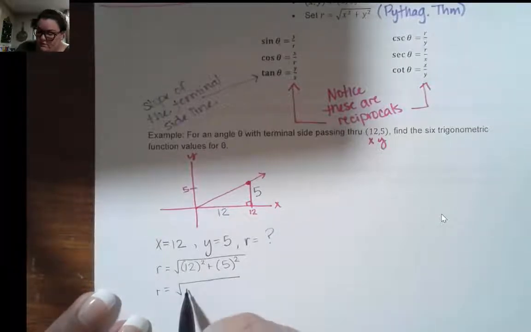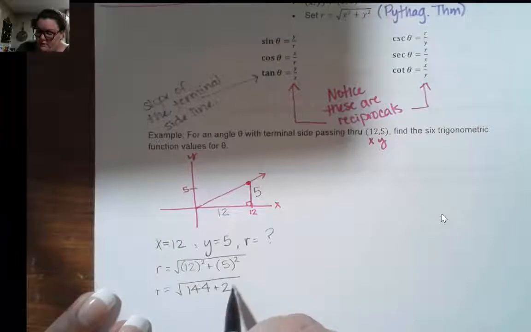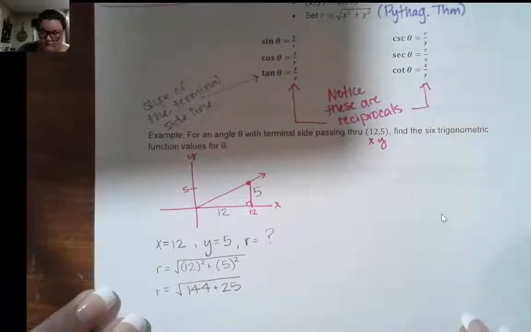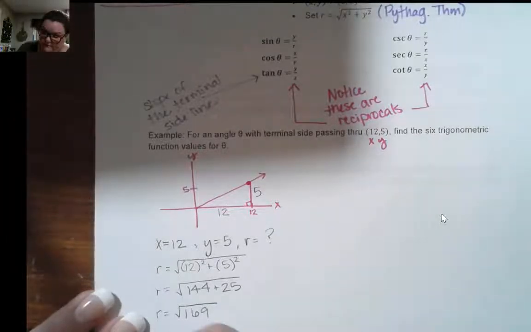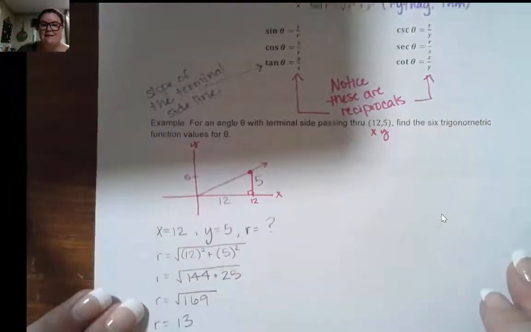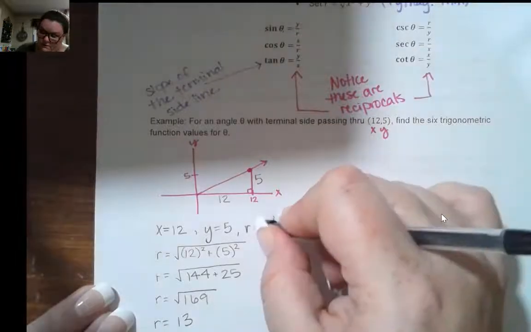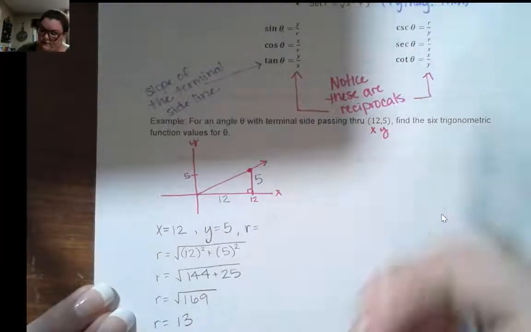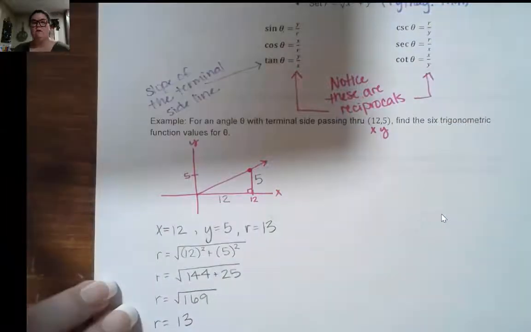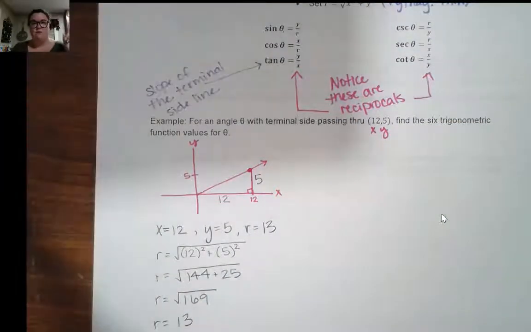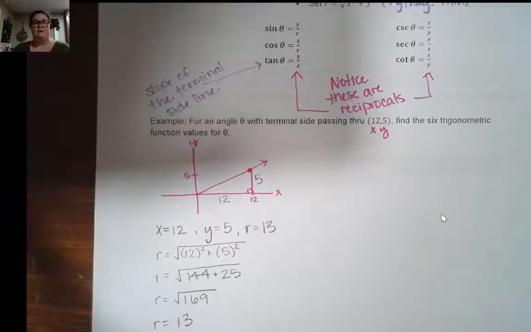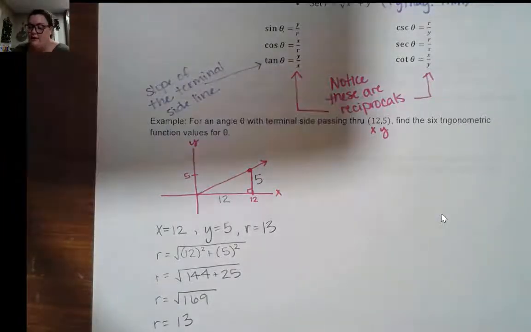So I get the square root of 144 plus 25. If I add 144 and 25, that gives me the square root of 169, which is 13. So that was nice. It came out to a nice, pretty r value. I'm going to erase my question mark here because now I know that r equals 13. Now that I have determined my x value, my y value, and my r value, I can go ahead and write out all of my trig function values.